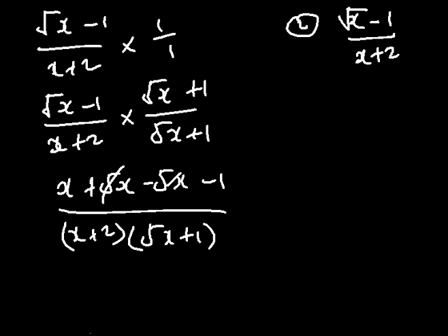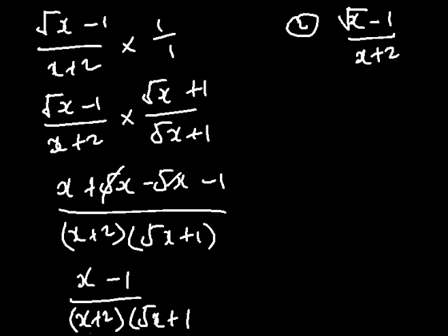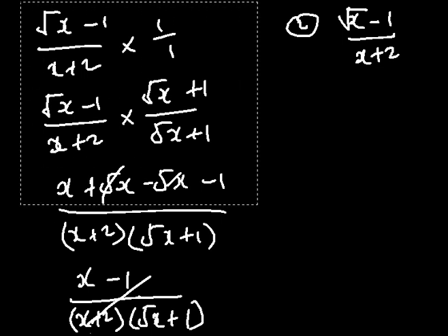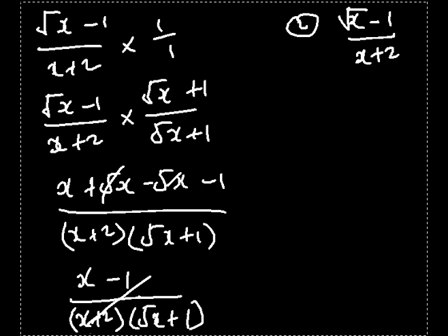And this will go, we'll just have x minus 1 divided by x plus 2, times the square root of x plus 1. We just leave it in this way. So this is the solution. Those are the principles behind rationalizing the denominator or the numerator. It is always specified how you should have it: either you rationalize the numerator or the denominator.